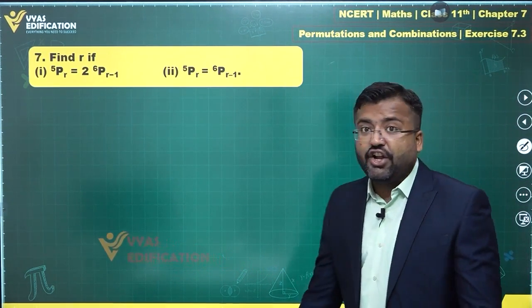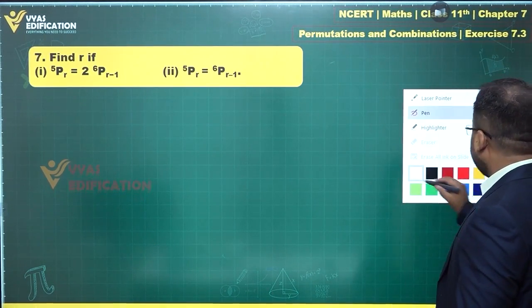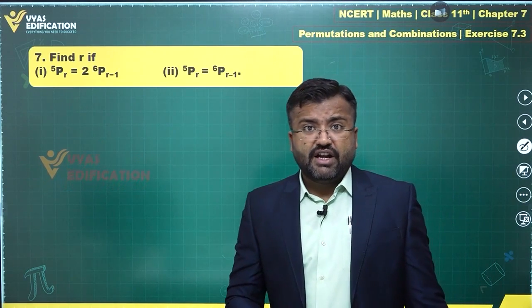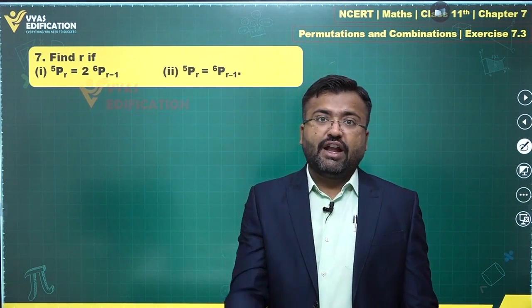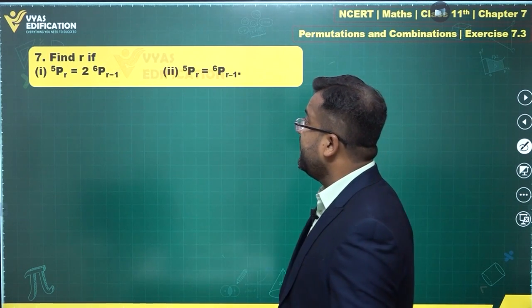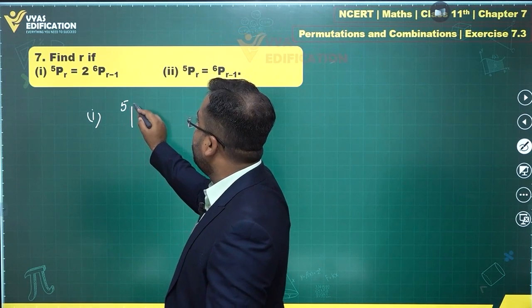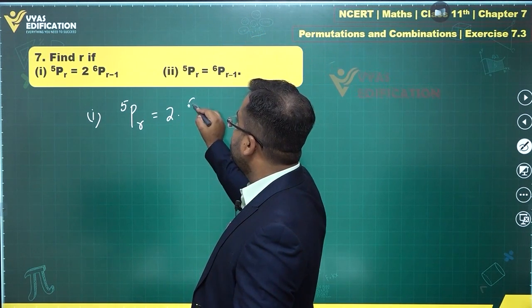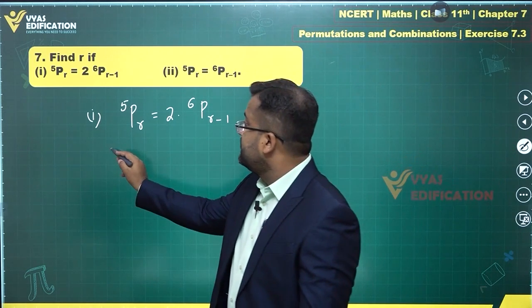This one: find r if there are 2 options available over here. And once again, the approach would be pretty similar to the previous question which we just saw. Let's apply the formula for nPr and see where that takes us. So in the first part, what do we have? You have 5Pr is equal to 2 times 6P(r minus 1). So let's apply the ideas.